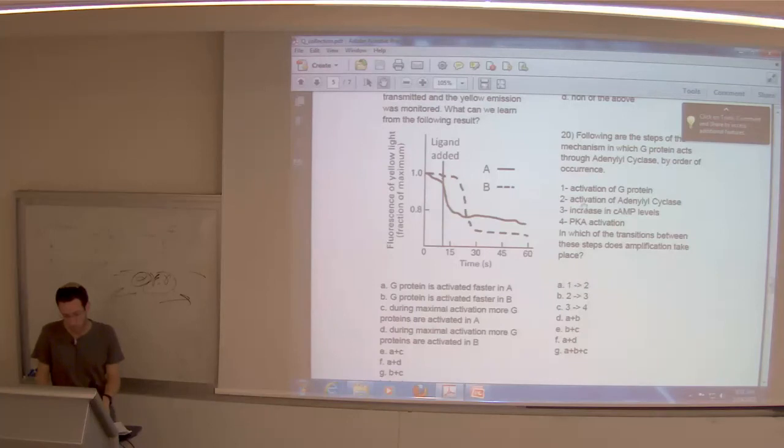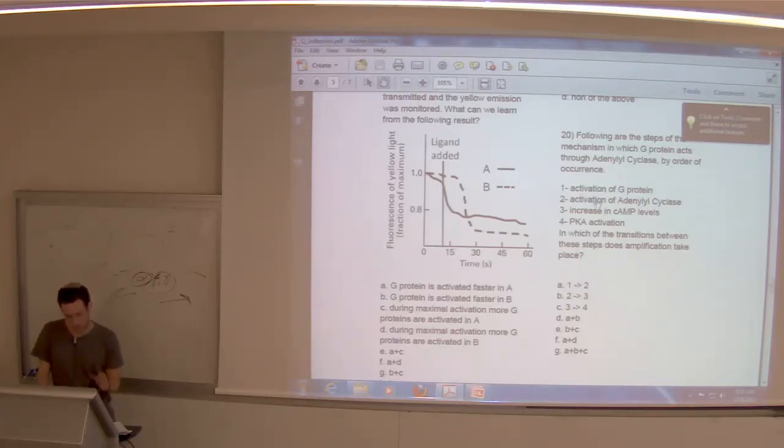So between 1 and 2, between activation of a G protein and activation of adenylyl cyclase, do we have amplification? What do you think? A G protein was activated. Does a single G protein activate a single adenylyl cyclase or a couple? A couple. So you have amplification here. A is correct. What about the transition between 2 and 3?